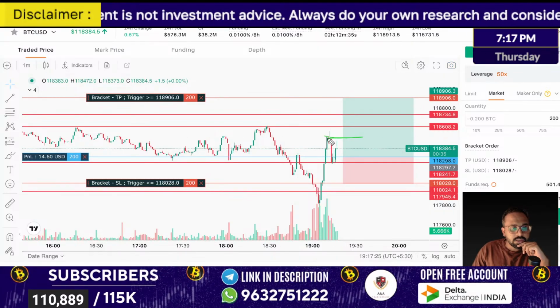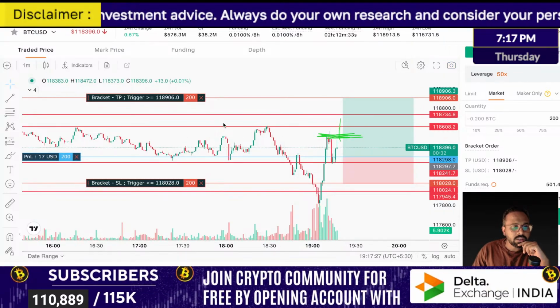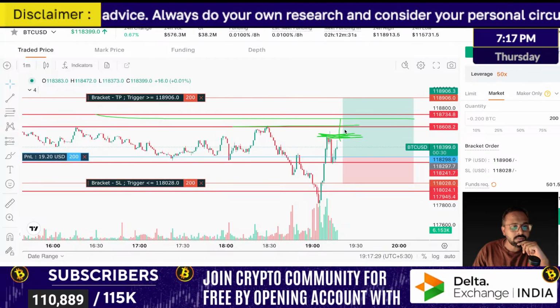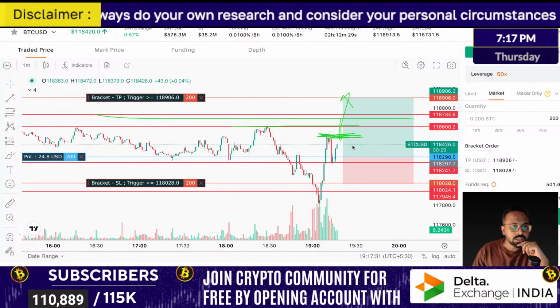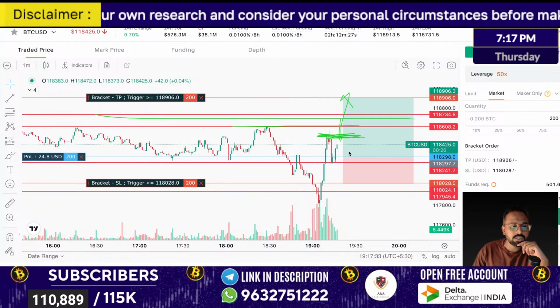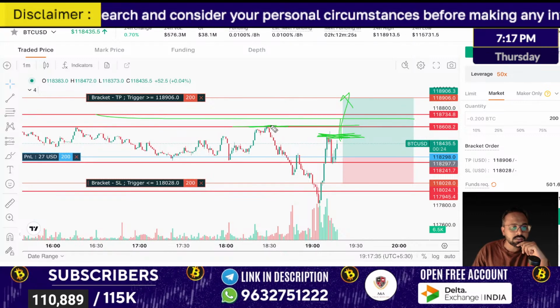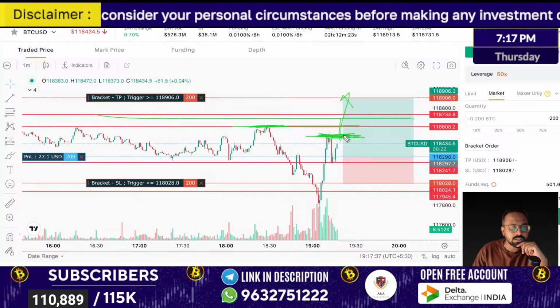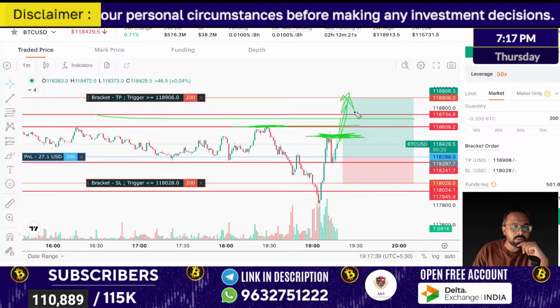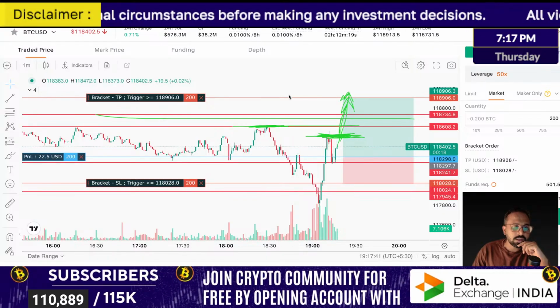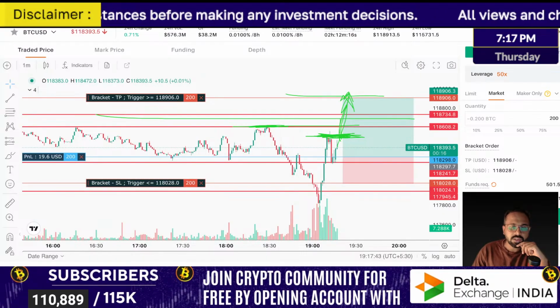Once market breaks this zone, then breaking this resistance and all will be very easy for the market. That's what I'm waiting for. This zone, it has to move up. This resistance, less importance. This resistance only important. If this breaks, it has high chances of reaching this zone. We will see.